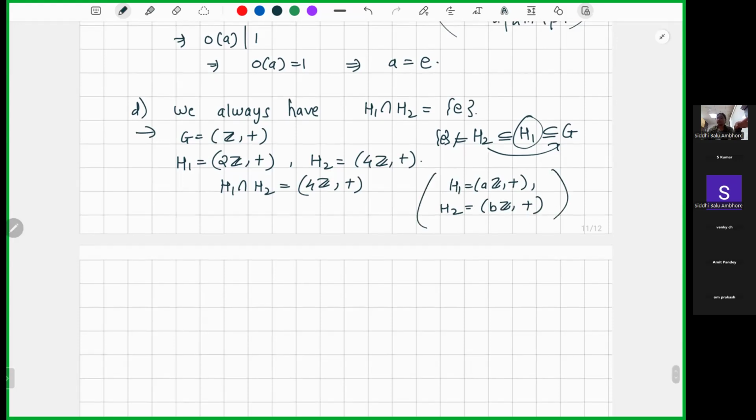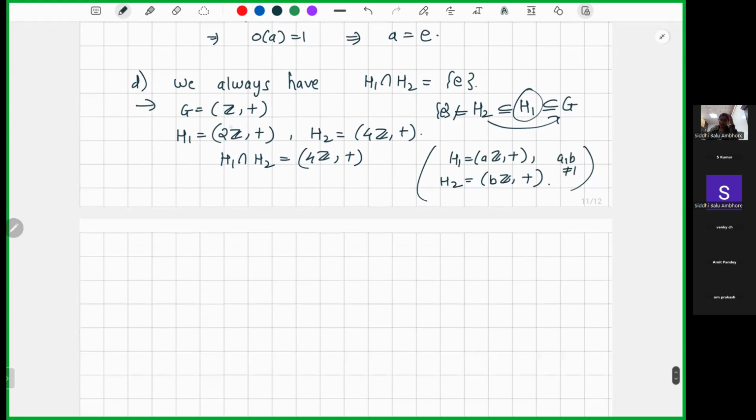Okay, A, B not equal to 1. You can take those to be equal to 1, but their intersection will again be the same group. If I take H1 to be G, then G intersection H2 is always H2. So if I take H1 to be G, then this will always hold. This is also one thing which you can keep in mind.